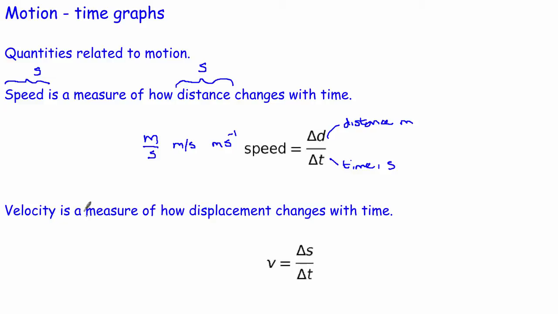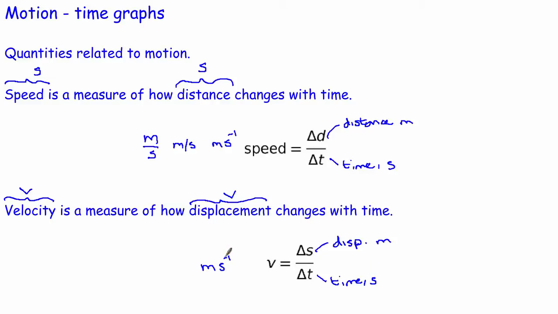Velocity is basically the same thing, it's an equivalent, but that looks at how your displacement changes with time. So if displacement is a vector, then because velocity depends on it, velocity is a vector. And in the same way that speed is distance over time, velocity is displacement over time. Again, this is your displacement, and as we've seen, this is measured in meters. This is your time, and this is measured in seconds. So again, velocity is measured in meters per second.